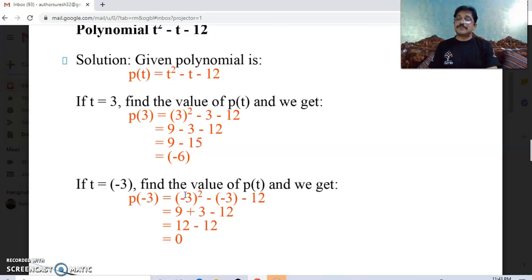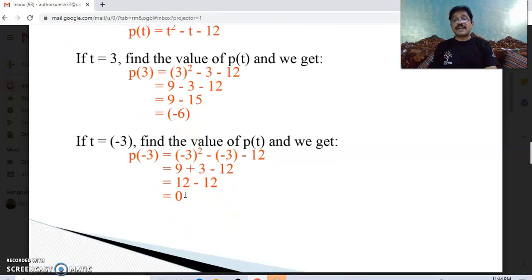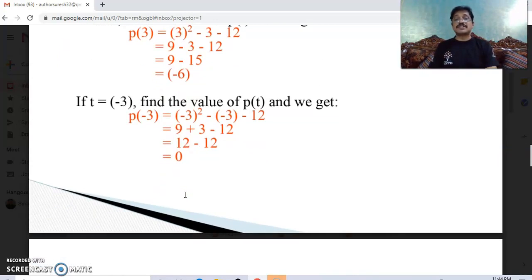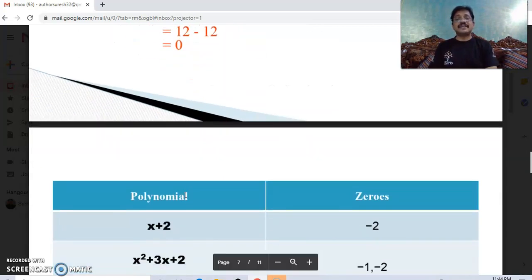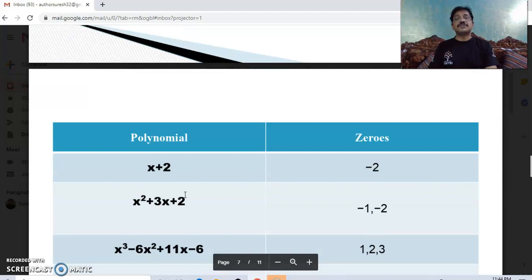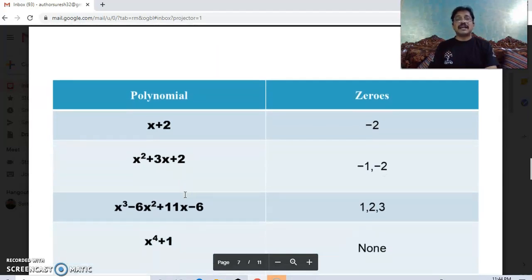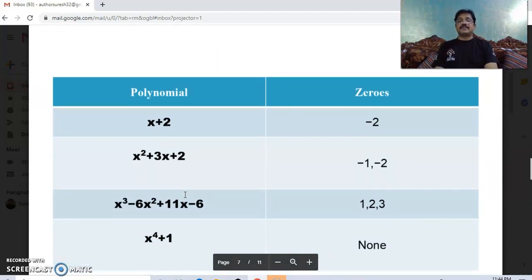Now take t equal to minus 3. Find p of minus 3. Minus 3 whole square, minus of minus 3, minus 12, which is 12 minus 12, which is 0. So p of minus 3 becomes 0. Then what do you understand? Minus 3 is the zero of the polynomial, but plus 3 is not the zero of the polynomial. In this manner, we are going to identify whether the given values are zeros of the polynomial or not. I am giving some fast assignment to all of you.